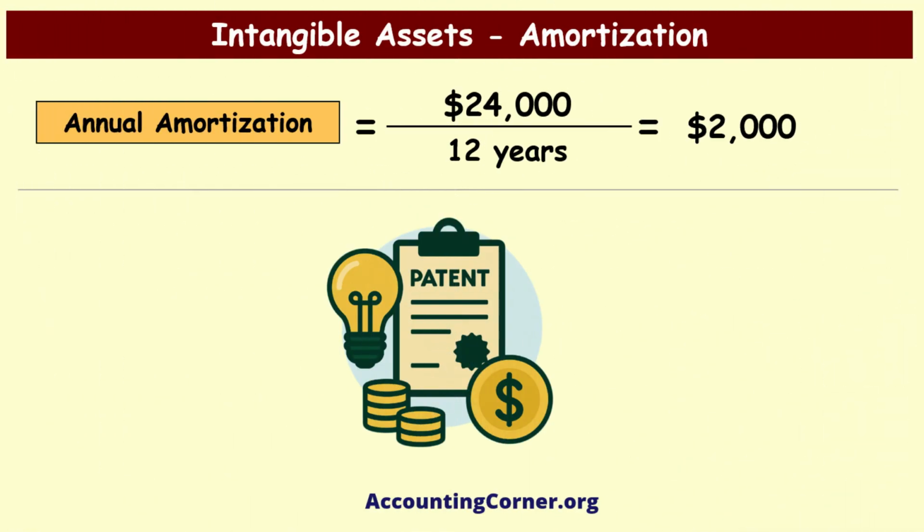Let's summarize. We have estimated capitalization cost of the patent, which is $24,000. Also, we have determined useful life of the patent, which is 12 years. Now we can calculate annual amortization of the patent. We take the capitalized cost of $24,000 and divide it by the useful life of 12 years. This gives us an annual amortization expense of $2,000. This amount will be recorded as amortization expense each year in the income statement. And the carrying amount of the patent on the balance sheet will decrease by $2,000 annually.